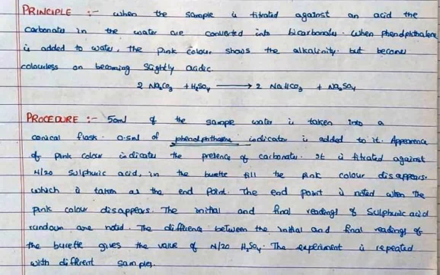When phenolphthalein is added to water, the pink color shows the alkalinity, but it becomes colorless on becoming slightly acidic.